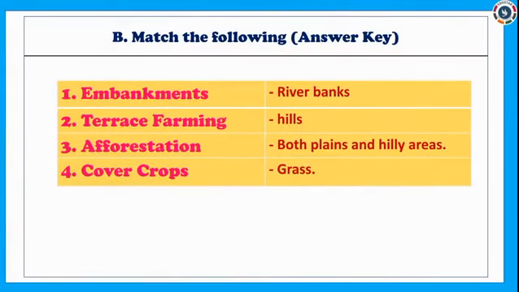Answer key for match the following. Embankments, river banks; terrace farming, hills; afforestation, both plains and hilly areas; cover crops, grass.